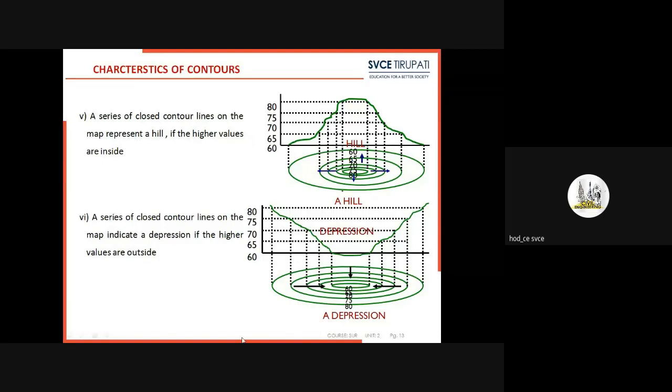Whereas coming to the depression, see here, the outer ring, right? So the outer contour line will have the elevation of 80 meters. While moving towards the inside, the value will decrease. So the values are 80, 75, 70, 65, 60. Okay.